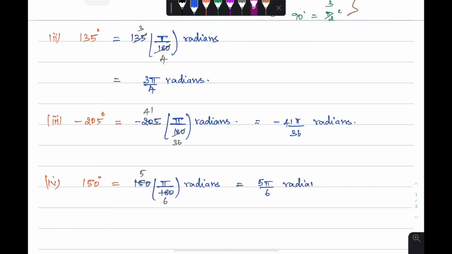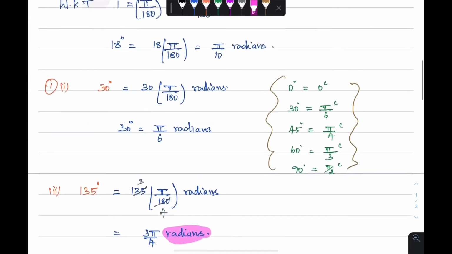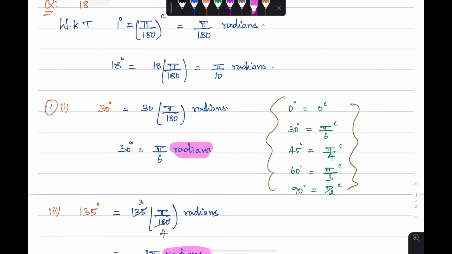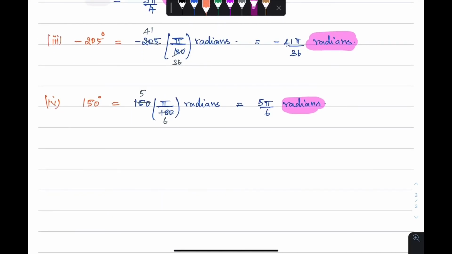Very good. So I hope you guys are clear with whatever is going on here. So the conversion of degree to radians, it's very important to mention radians here in the final answer. Please do not forget it. As you can see, I have written it in every problem. So I have converted it neatly. So very good, children.